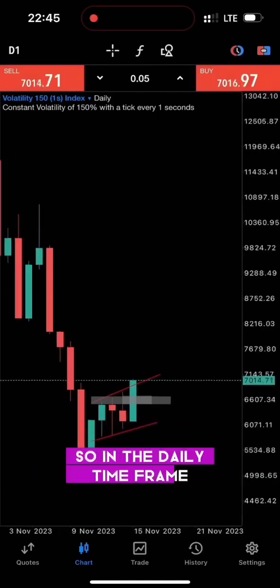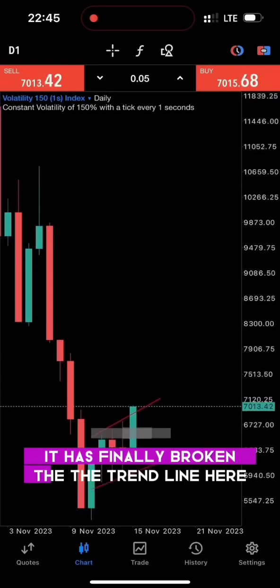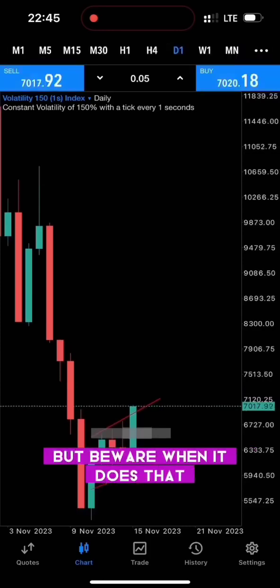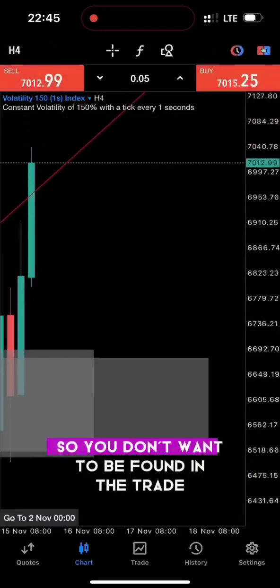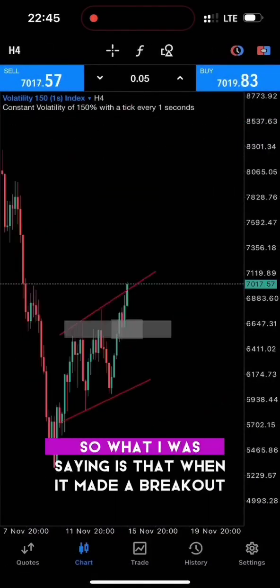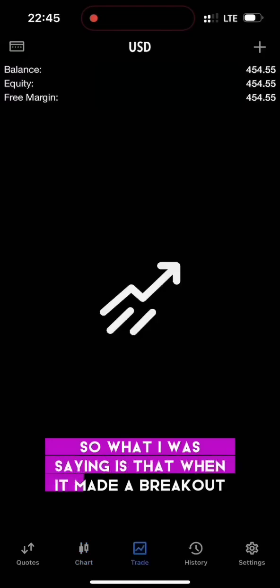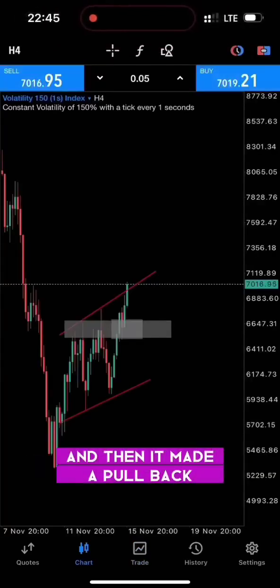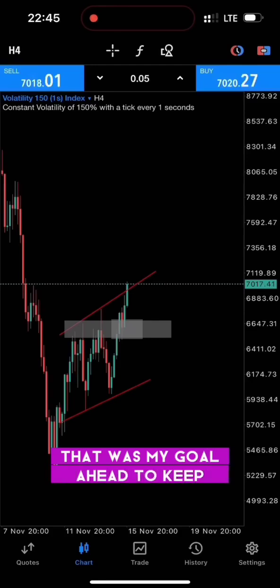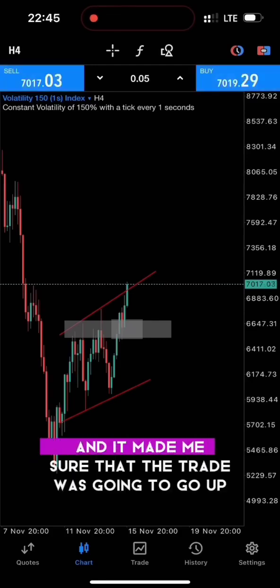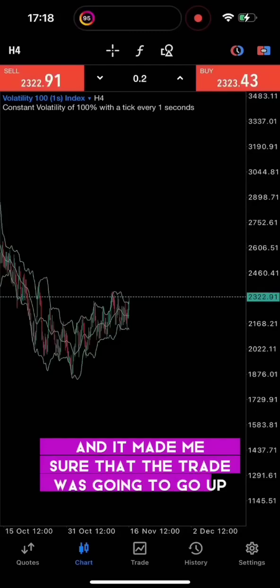In the daily time frame, it has finally broken the trend line here. But beware, when it does that, it usually comes back. So you don't want to be found in the trade during this time. What I was saying is that when it made a breakout in the trend line there, and then it made a pullback, that was my go-ahead to keep going in the trade, and it made me sure that the trade was going to go up.